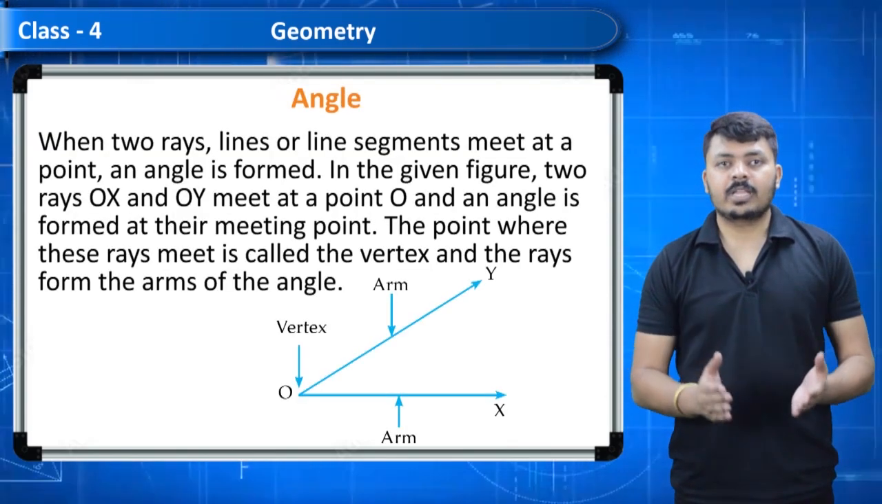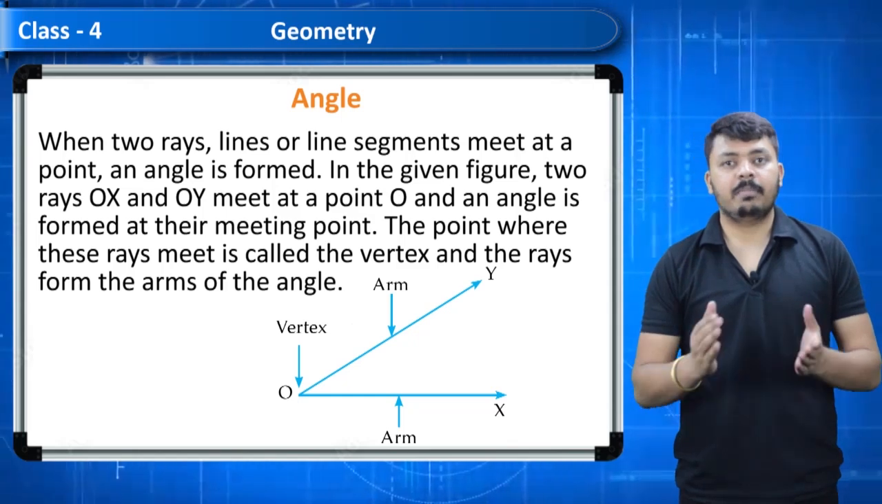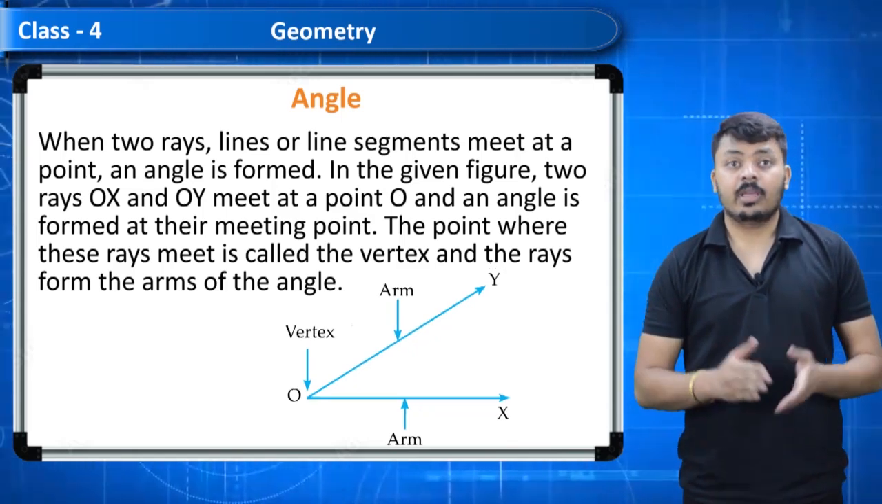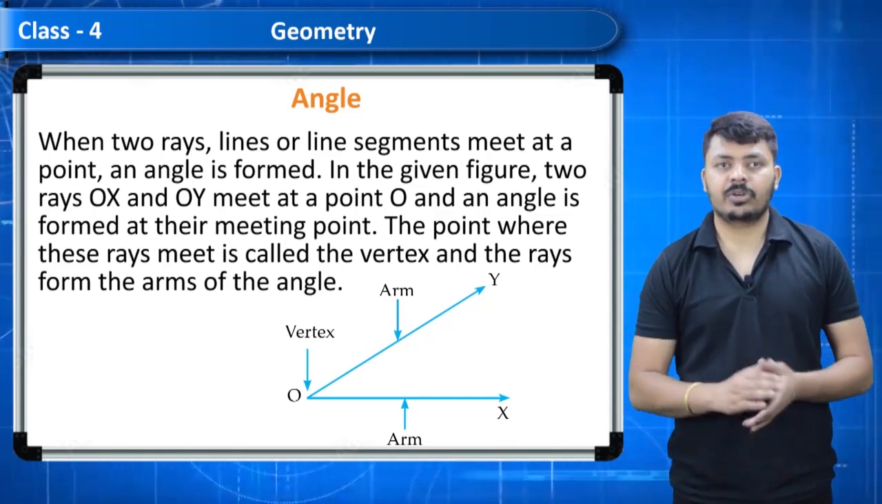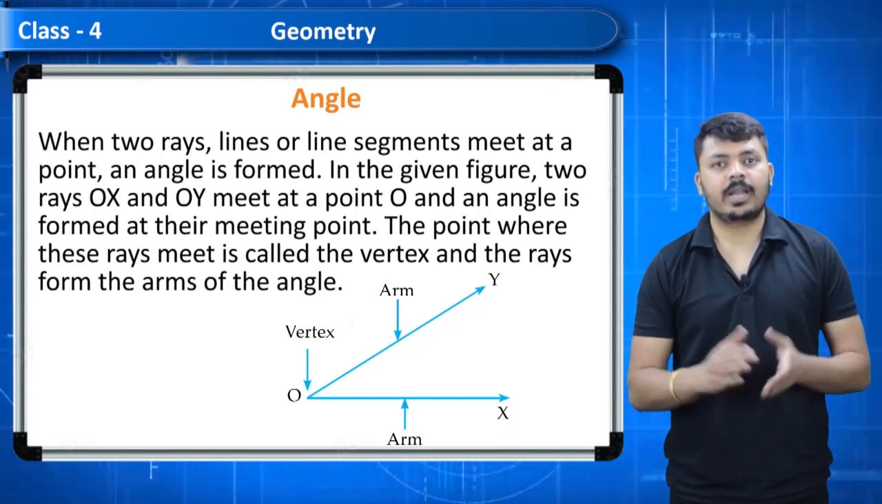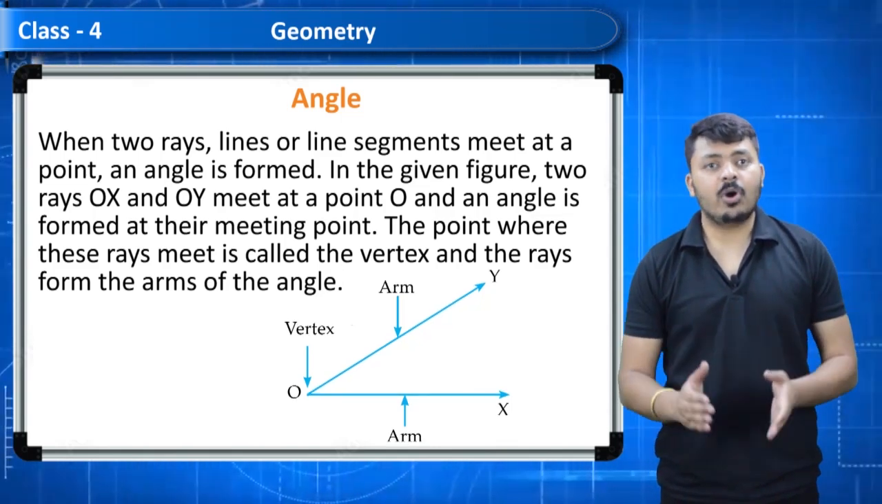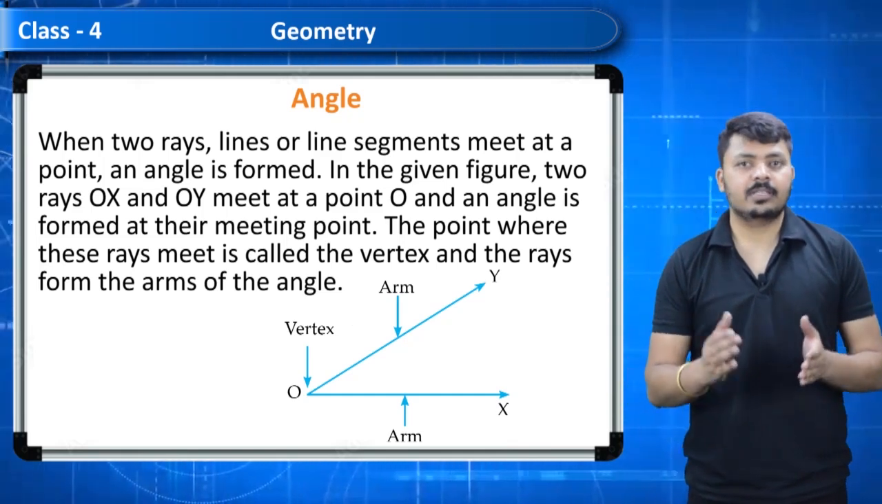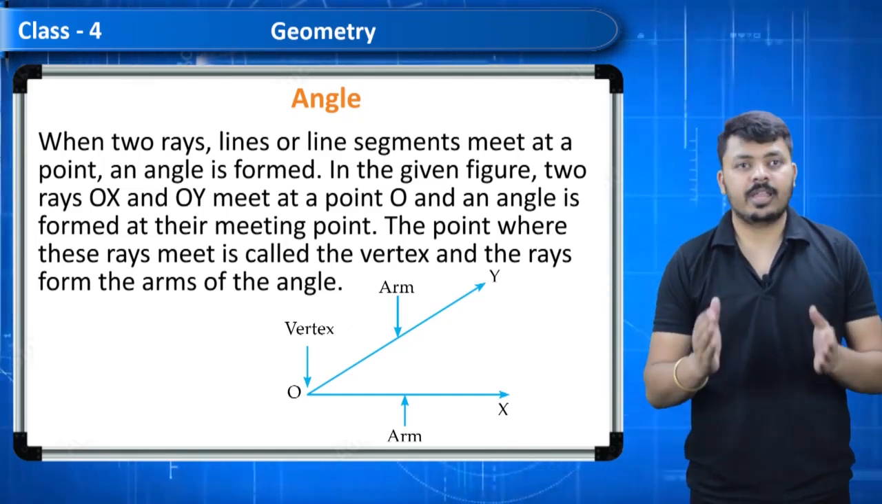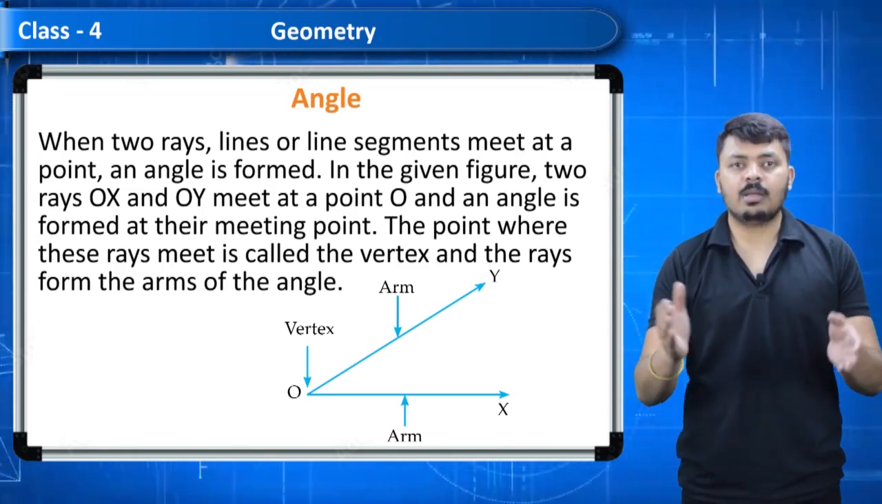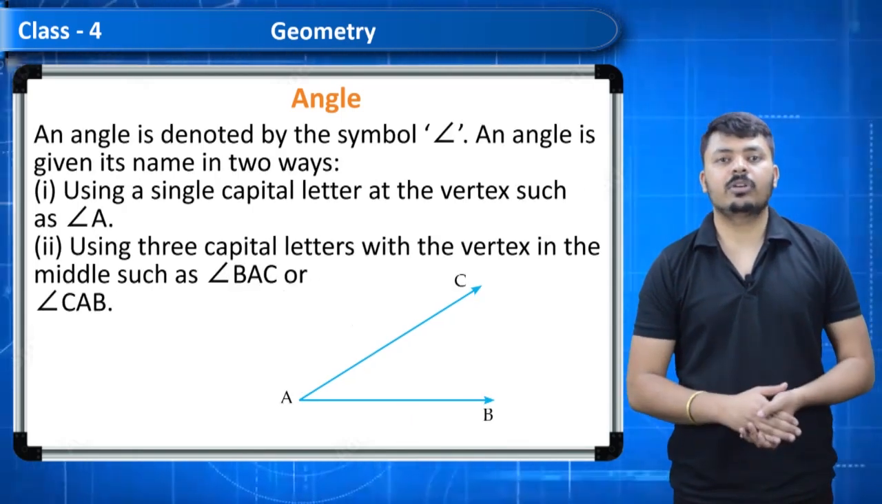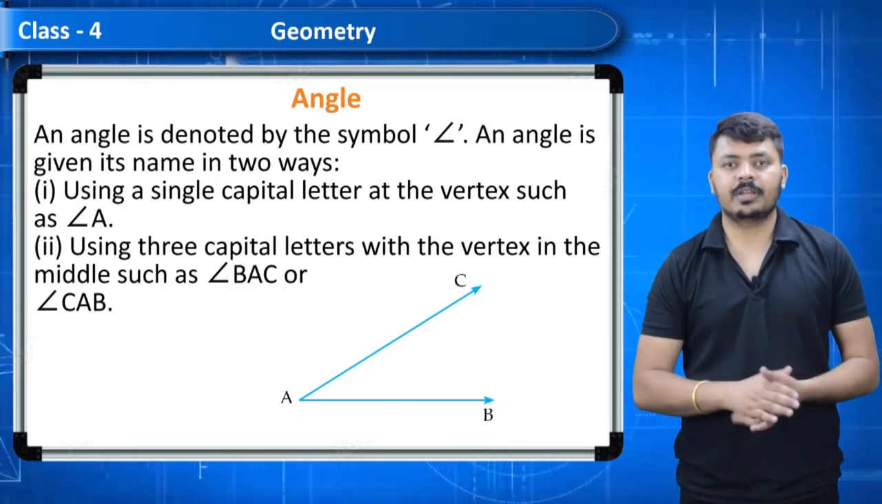Angle. When two rays or line segments meet at a point, an angle is formed. In the given figure, two rays OX and OY meet at a point O and an angle is formed at their meeting point. The point where these rays meet is called the vertex, and the rays form the arms of the angle. An angle is denoted by the symbol given here.